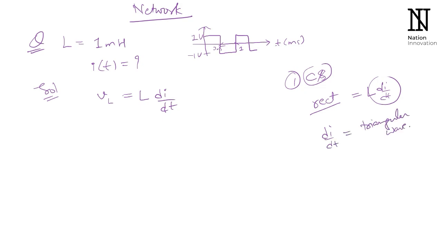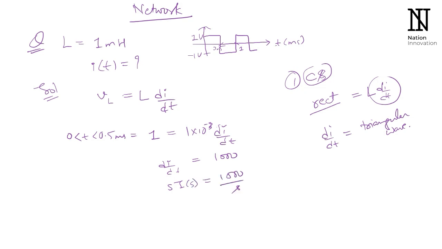Secondly, if we solve it through the traditional method, then we can divide it from time equals 0 to 0.5 millisecond. In this case, plus 1 voltage is there. V equals L di by dt, where L is 1 millihenry. From here, if we calculate di by dt, we get 1000. And if we change it into the Laplace transform, then sI(s) equals 1000 by s, or you can say I(s) equals 1000 by s square. So if we take the inverse Laplace transform of this, it will be equal to 1000 times t.